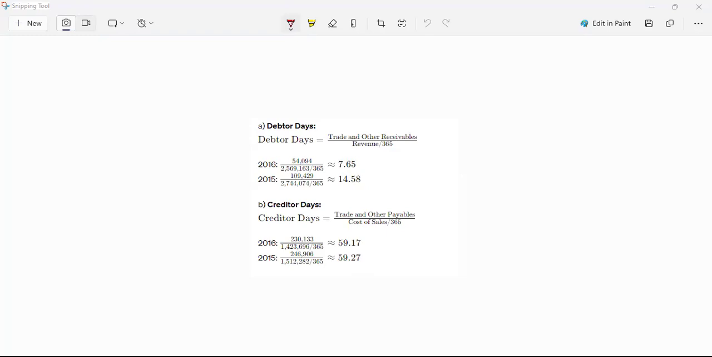Why? Okay, for debtors, because the shorter the period it takes for me to receive my money, the better for the company. And for the creditors, the longer it takes for me to pay, the more room I have to settle my bills. The better for the company. Okay, and what's your comment on the creditors days and also on the debtors days?